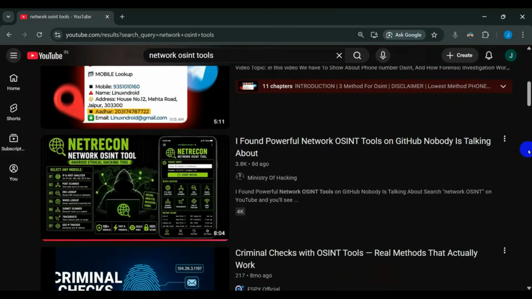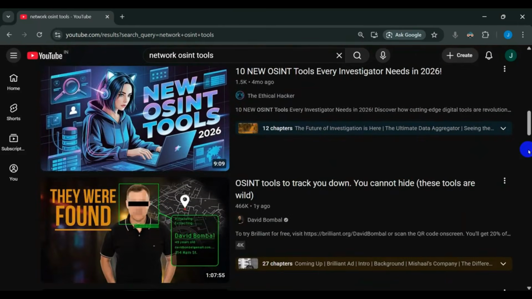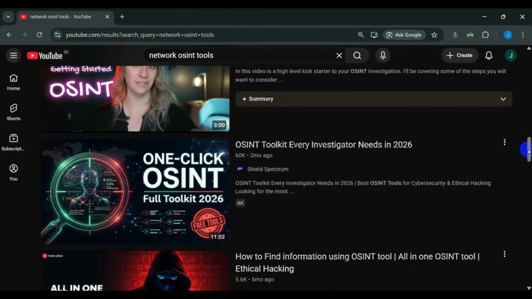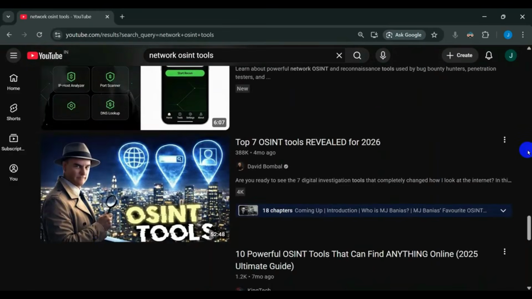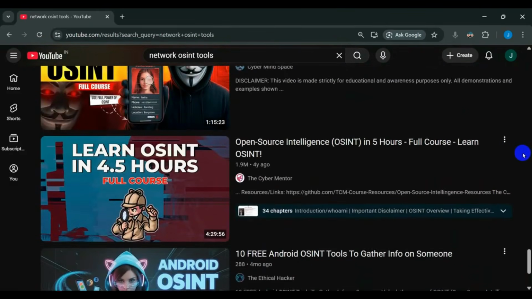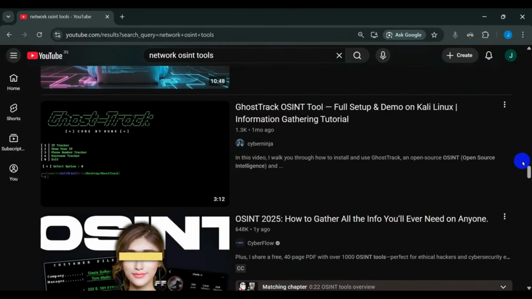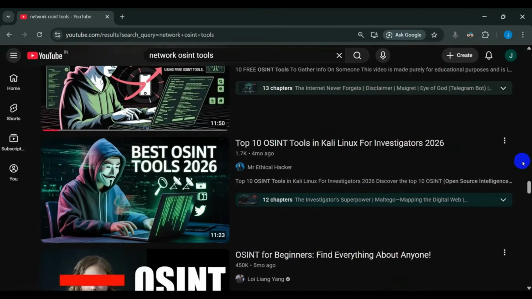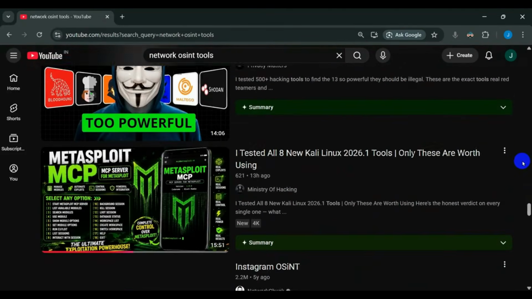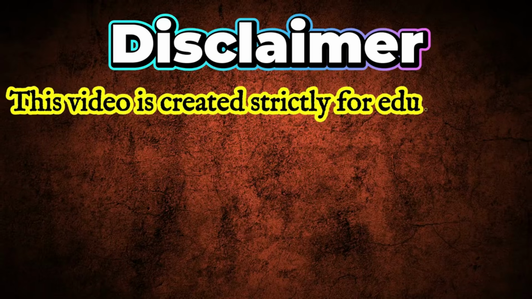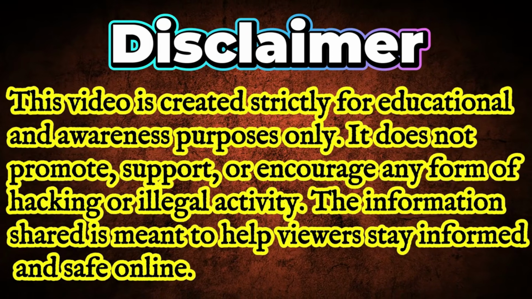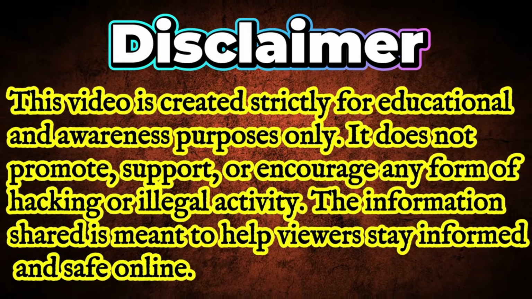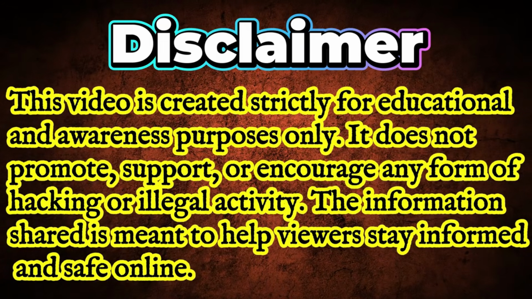Most network OSINT videos focus on the same handful of tools. Shodan, Nmap, and a few familiar names appear in almost every reconnaissance discussion. But modern reconnaissance is evolving rapidly, and several powerful tools remain surprisingly underrated, despite offering capabilities that can significantly improve intelligence gathering workflows. Before we begin, a quick disclaimer. The internet tool names discussed in this video are covered strictly for educational purposes, security research, and authorized assessments only.